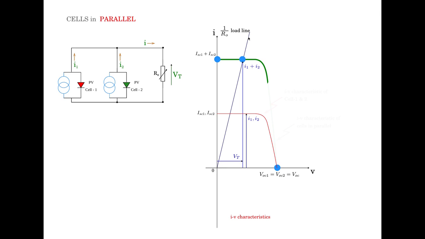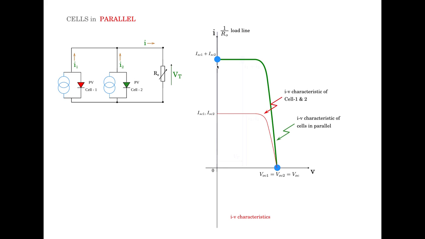So if you keep on panning this line down to the condition where it is horizontal up to the open circuit point, you will get the entire set of operating points, the locus of which will form the IV characteristic of the parallel connected cell system. So this dark green line is the IV characteristic of the parallel connected cell system.